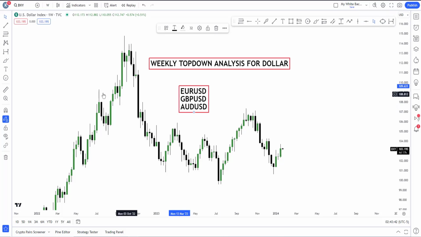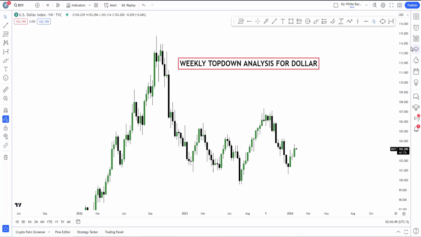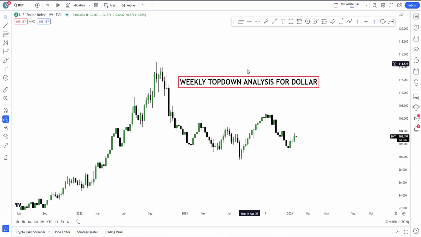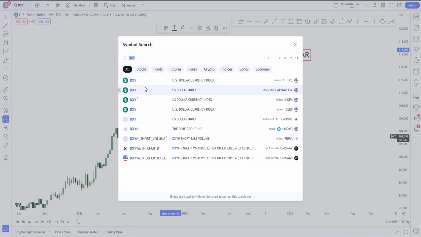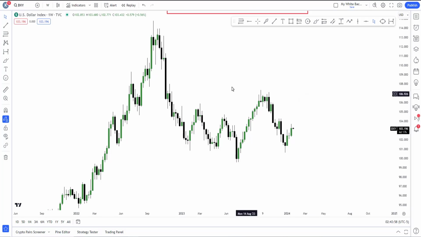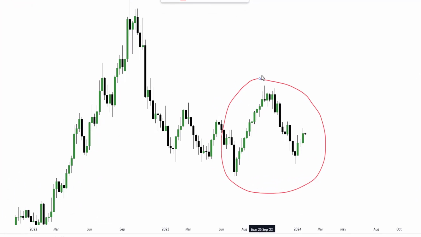So let's get into it, starting from the weekly time frame, because that is the most important thing we want to see right here. So this is the weekly time frame on the DXY. If you're on TradingView, all you have to do is search for DXY and then you will find it right here. So this is it. Now this is what we have here. Look at the most recent price action around this area, and that is where our focus should be.